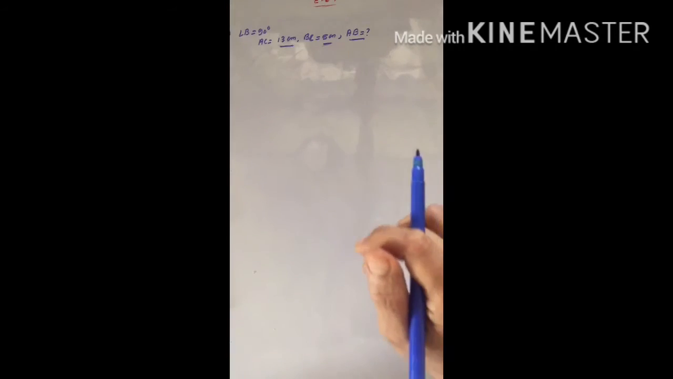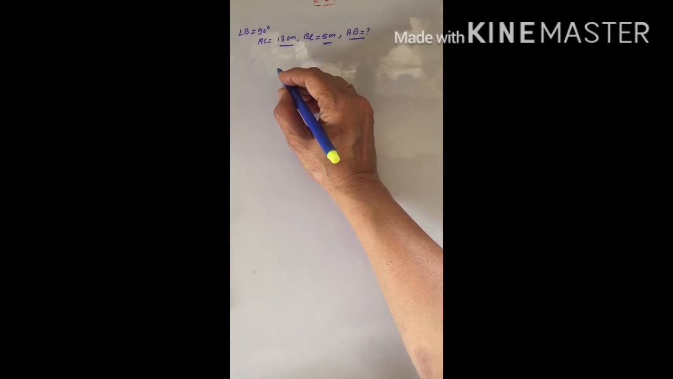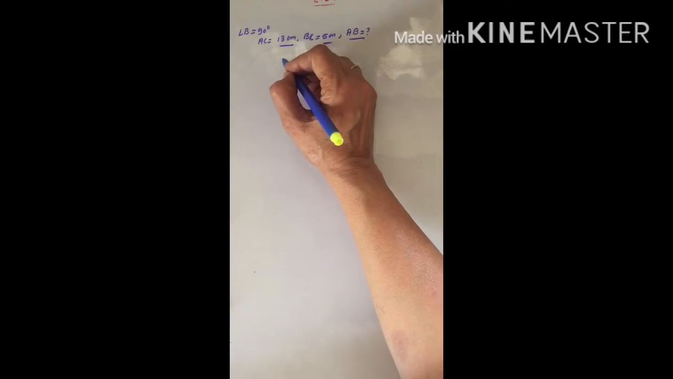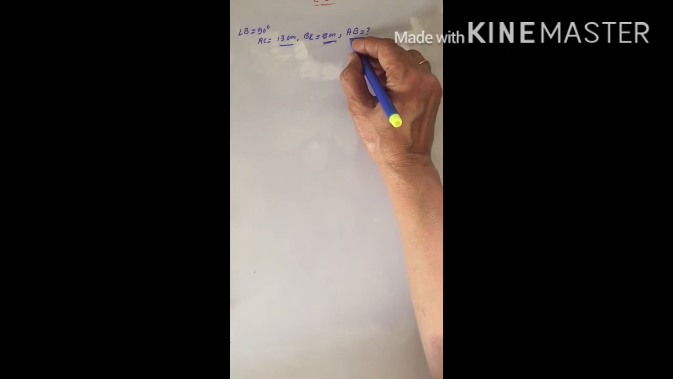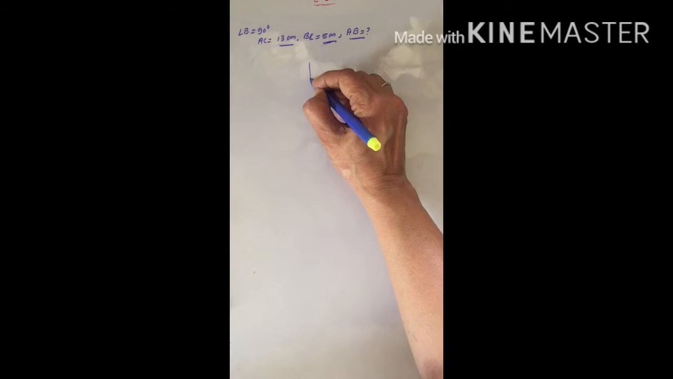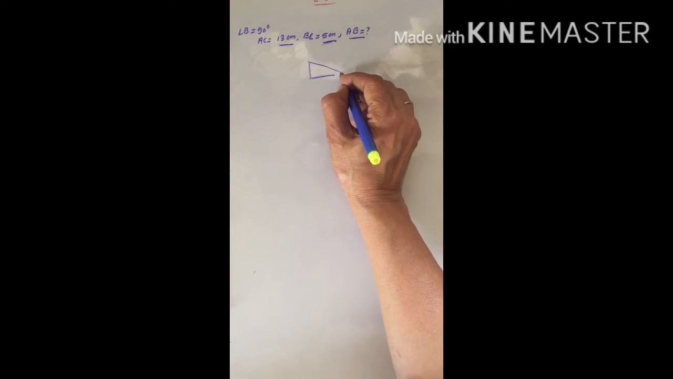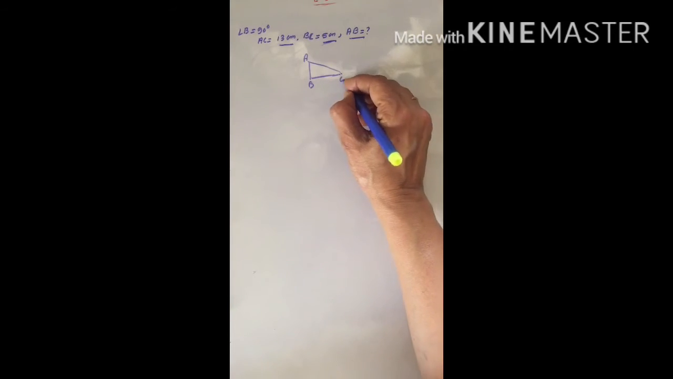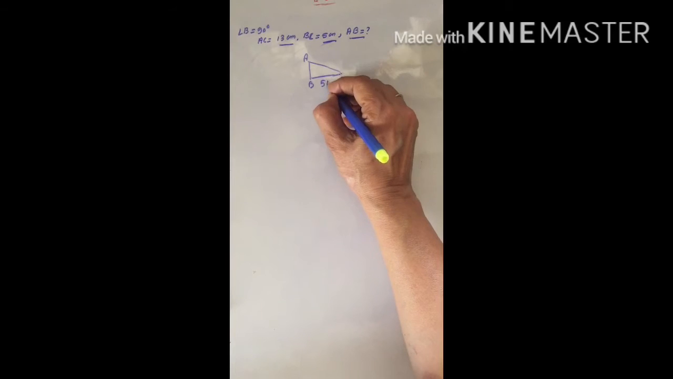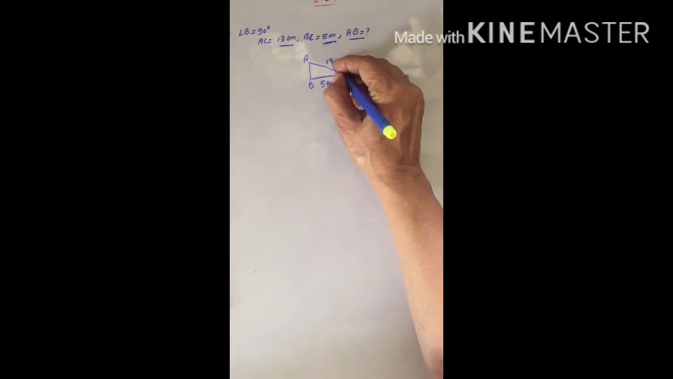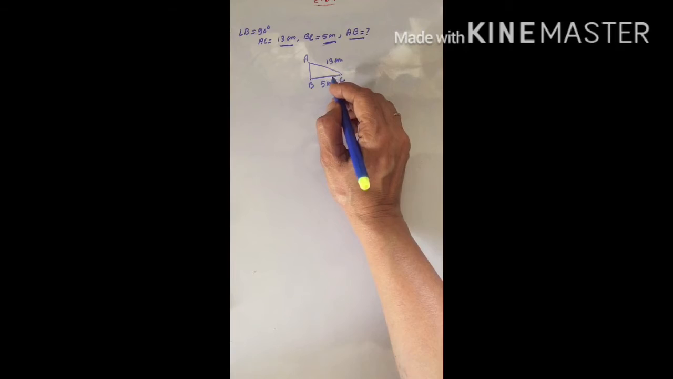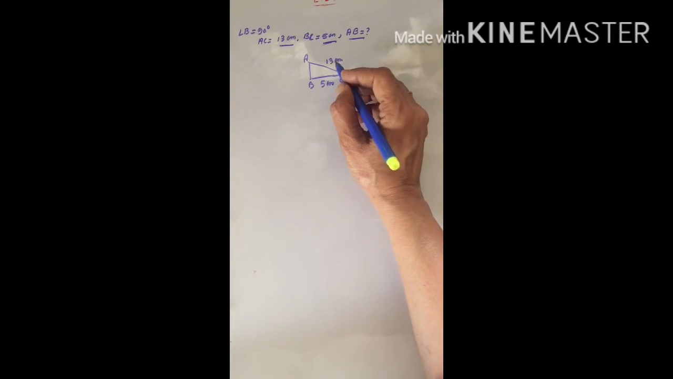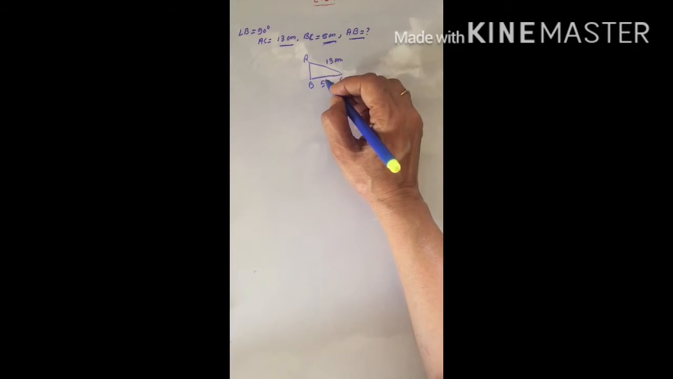Clear? Children, in question number 7 part B it is given, angle B is equal to 90 degree, AC is 13 centimeter, BC is 5 centimeter, and you are supposed to find AB. Now let us see. Suppose this is the triangle. Here angle B is 90 degree, and the measurement of BC is given 5 centimeter, and AC is given 13 centimeter. Here it means that the hypotenuse has been given, and all of you know that the square of hypotenuse is equal to the sum of the squares of the other two sides.